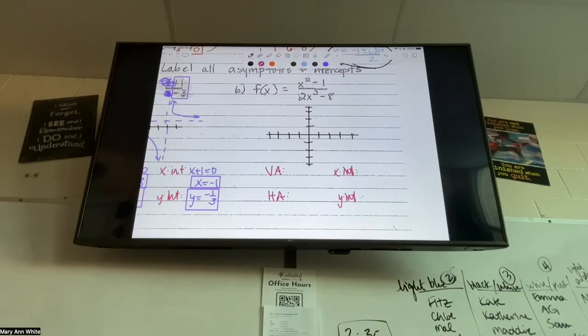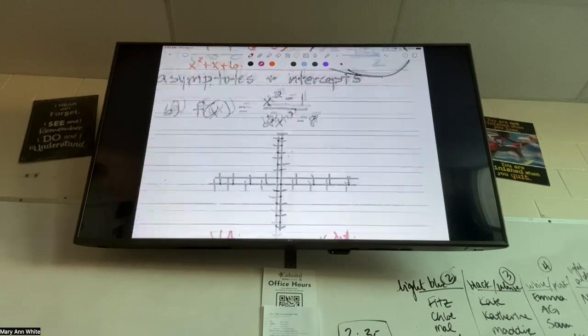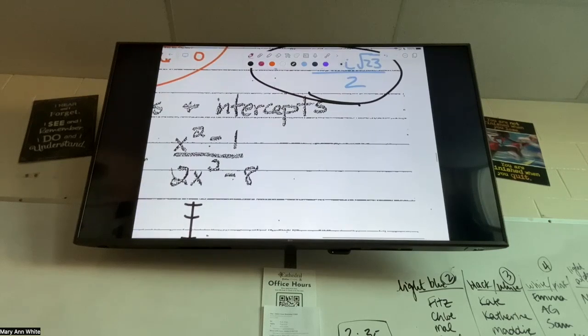Now, one thing we can do on this one that we couldn't do on that last one is to factor my starting equation. We can factor that down. So if I were to simplify this, that x squared minus 1 becomes x minus 1, x plus 1.